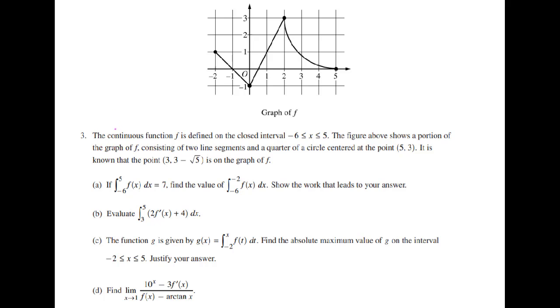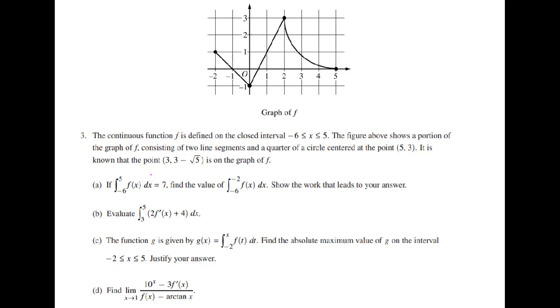So, our question. The continuous function f is defined on that interval. The figure above shows a portion of the graph of f, which consists of two lines and a quarter circle centered at the point (5, 3). Okay, I wonder if that's important. It is known that the point (3, 3 minus the square root of 5) is on the graph of f. All right, that's probably going to be important too, but we'll remember that for later.